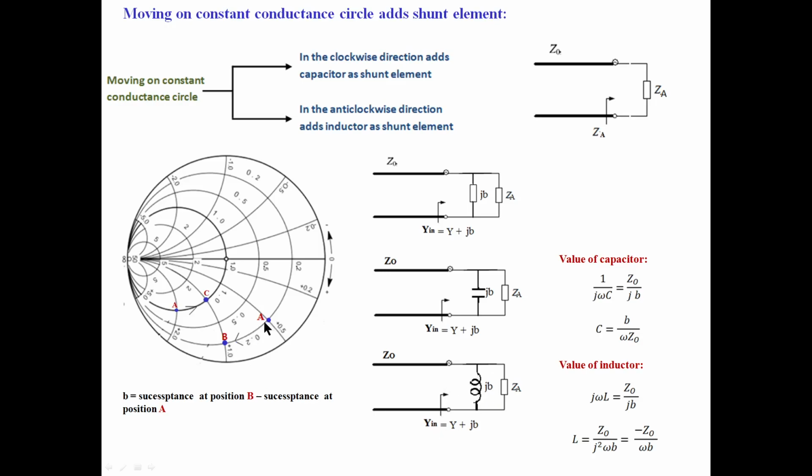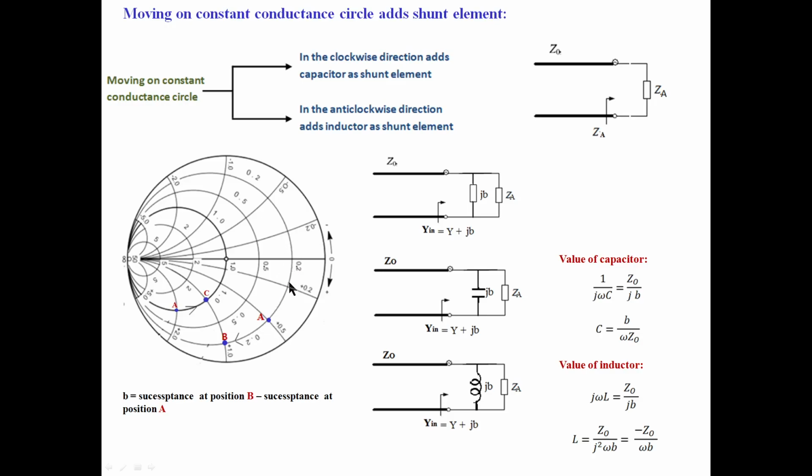If you move in the clockwise direction, this is a clockwise, and this is a load point, some load point I took. Moving from the load point, we are moving on the conductance circle. From here we are moving on the conductance circle. That adds a capacitor in shunt like this. Susceptance will change.